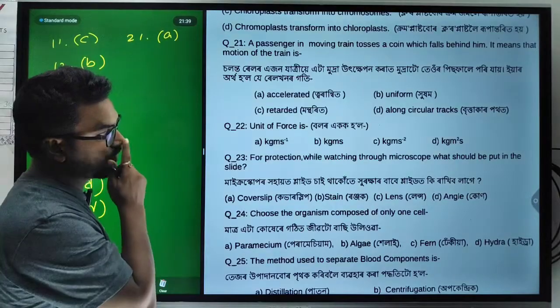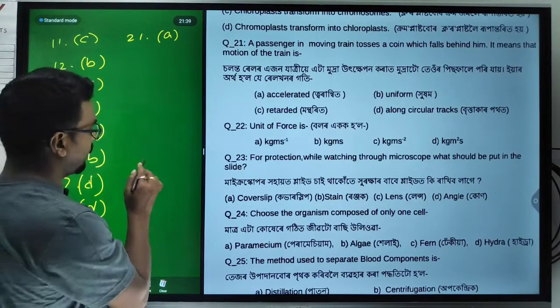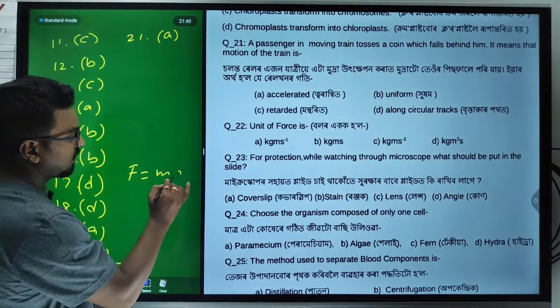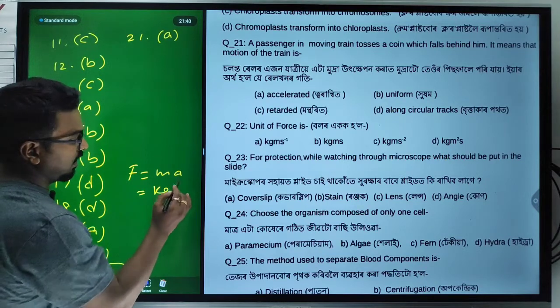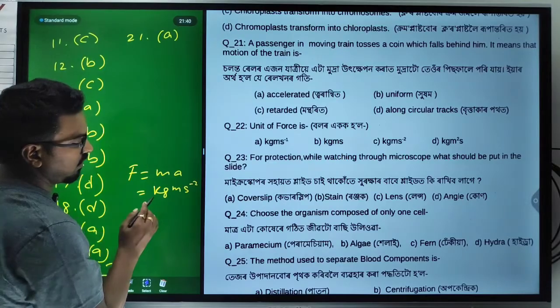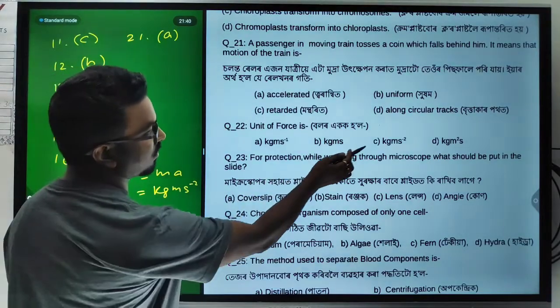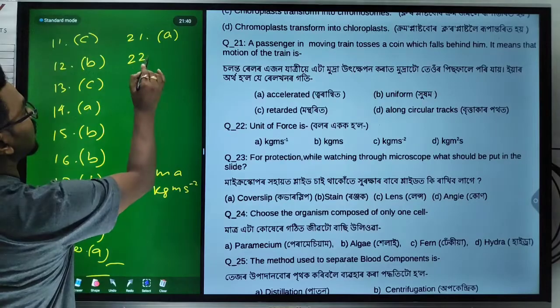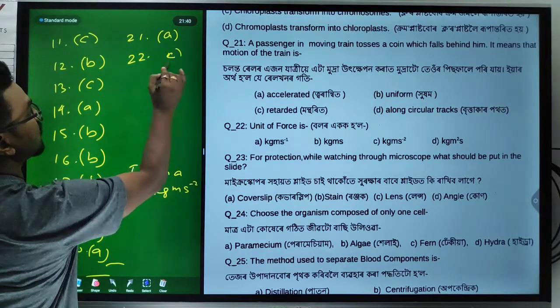What is the unit of force? Force is mass into acceleration. Mass is in kg, and acceleration is meter per second square. So the unit is kg meter per second square. The option will be option C.